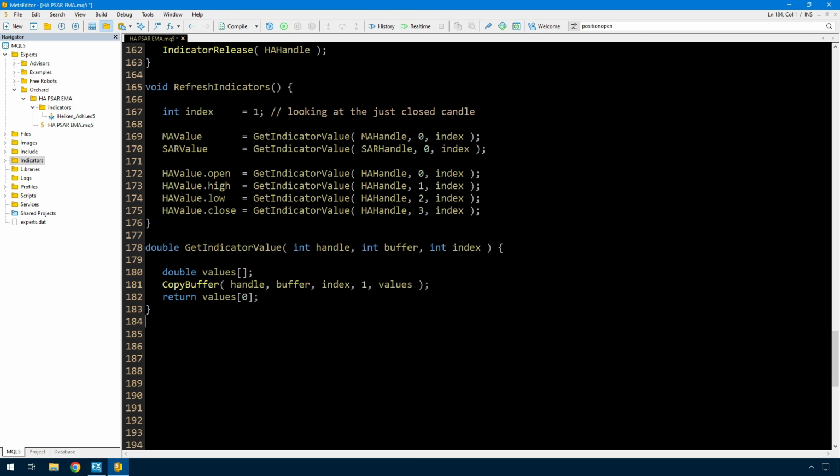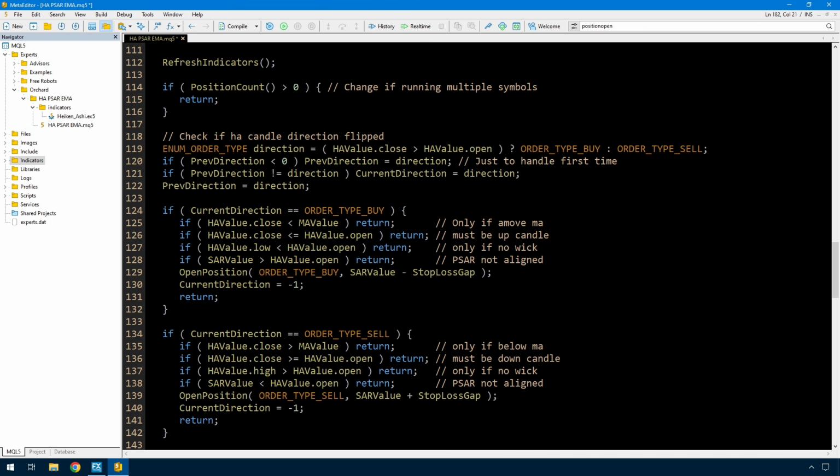So while I'm here, the get indicator value gets a handle, a buffer number and an index. I declare an array of values, double, copy buffer, handle, buffer number, beginning at index, and I only want one value, and that goes into values, and then I just return that value 0.